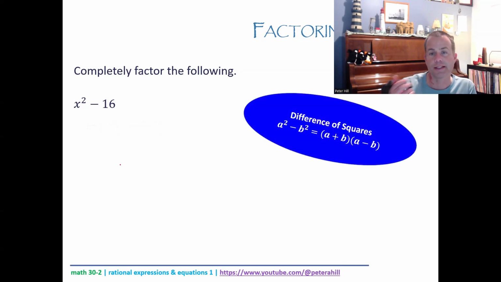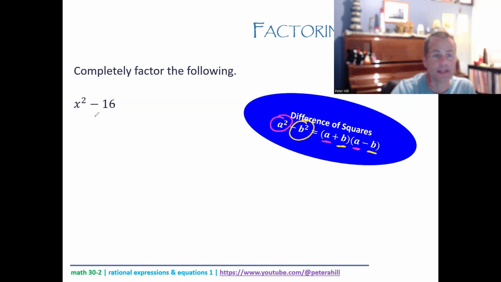Now, the difference of squares looks like this. You have a squared minus b squared. And what happens is it breaks into two factors, two binomials multiplied together, where the first term of both binomials is the square root of the original first term, and the second term of both binomials is the square root of the original second term. Then one of them gets added and one of them gets subtracted.